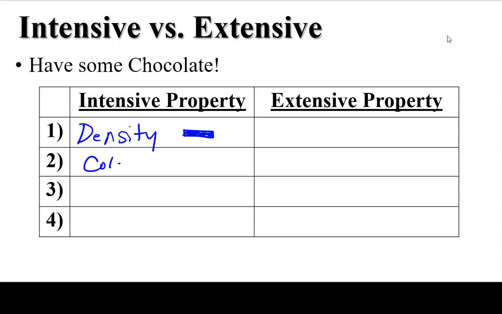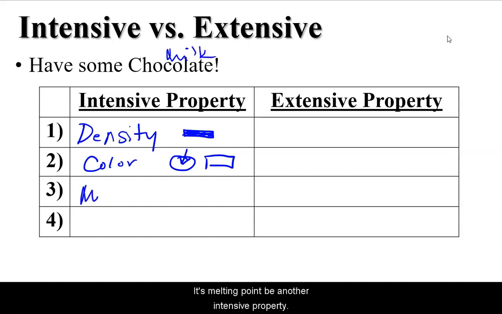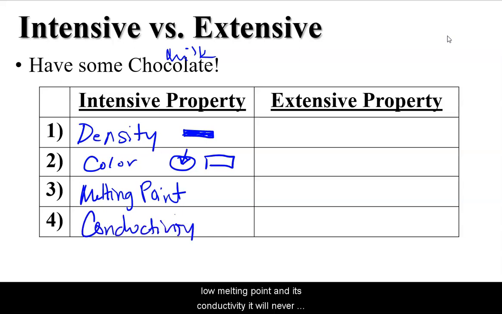Its color, unless you have M&Ms, the inside of the M&M is always going to be brown, and a Hershey bar is always brown, unless it's white chocolate. But we're talking about regular milk chocolate, the good one. Its melting point would be another intensive property. It never changes no matter how much chocolate you have. If you hold it in your hand, it will start to melt, so it has a pretty low melting point. And its conductivity. Chocolate will never conduct electricity. It doesn't do that.